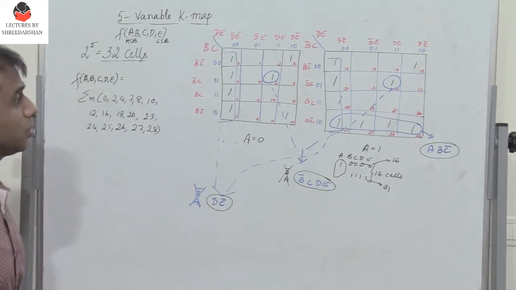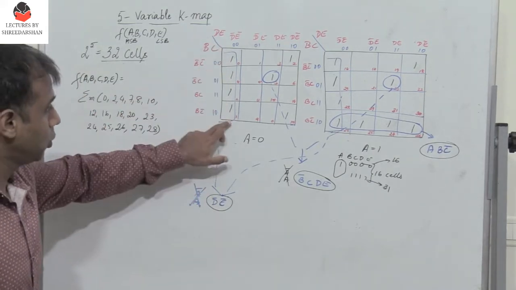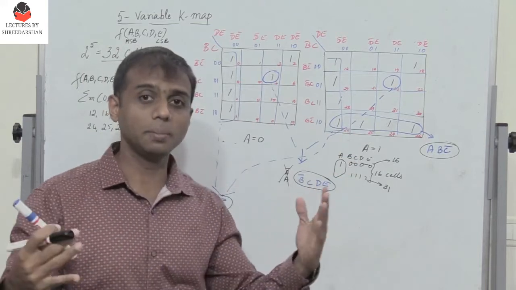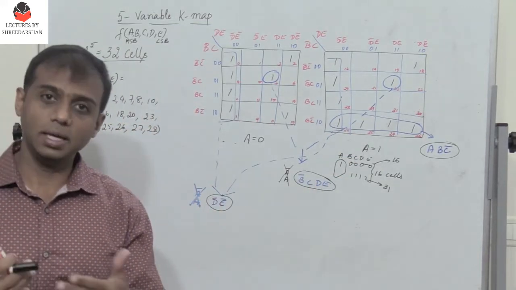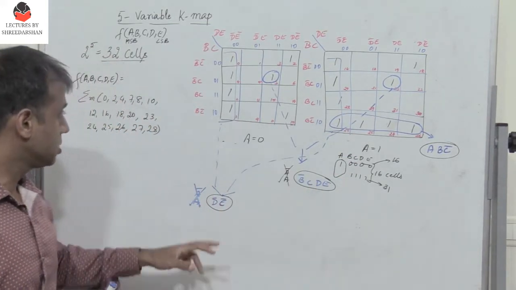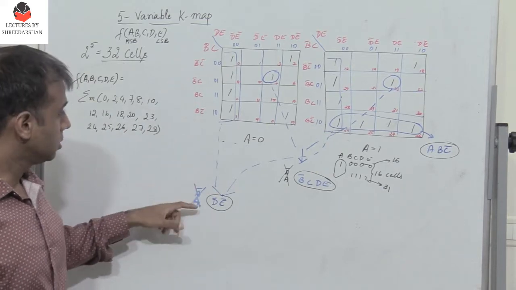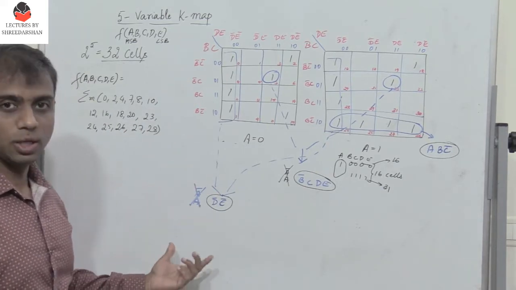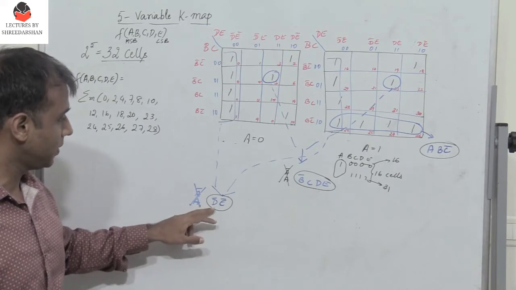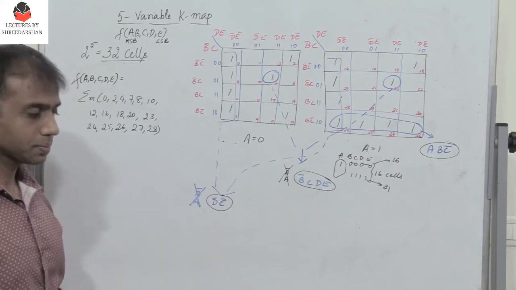Fair enough, because how many ones are we combining? I have 4 ones here plus 4 ones, so I'm combining 8 ones. When I combine 8 ones, which is 2 power 3, there's a reduction of 3 variables. So A, B and C, the 3 variables, get reduced, and the simplified one would be D bar, E bar. Right?